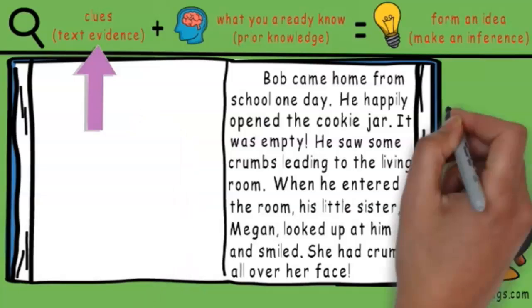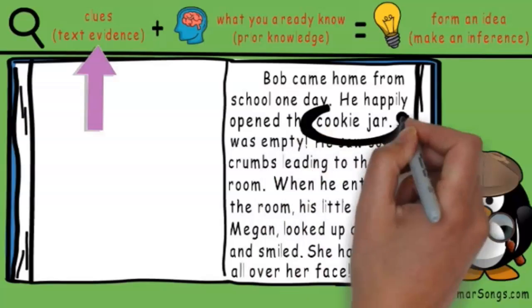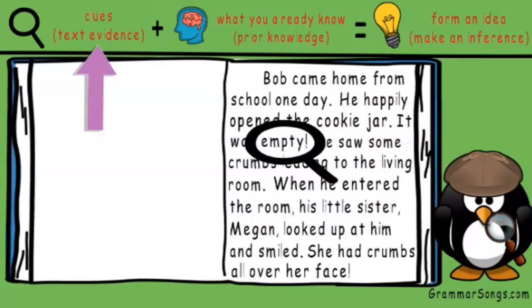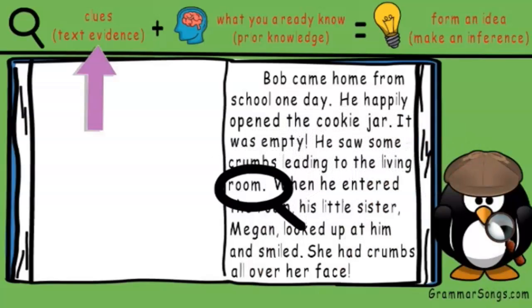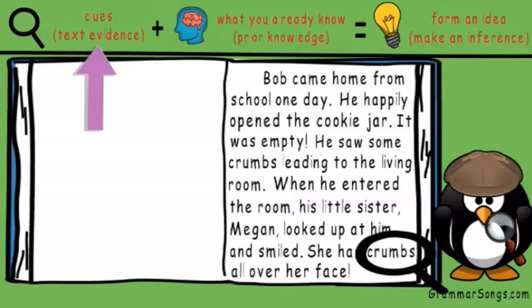Detective Waddle, what clues do you see? Well, the cookie jar was empty. There were crumbs leading to the living room. Megan looked at Bob and had crumbs on her face. Very good.